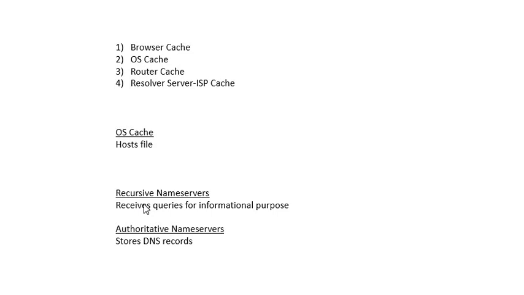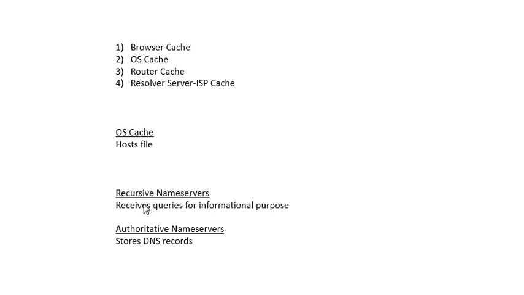But a recursive name server is a DNS server that receives queries for informational purposes. It just stores the information in cache memory. These servers do not store DNS records. So it will search the cache memory for an address linked to the IP address of the website. If the recursive name server has the information, then it will return a response to the query sender. Otherwise, the query will be sent to another recursive name server.